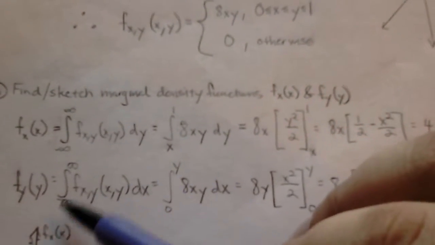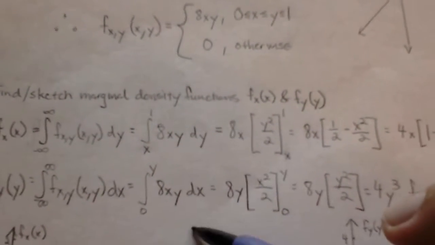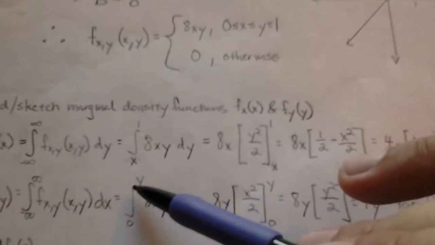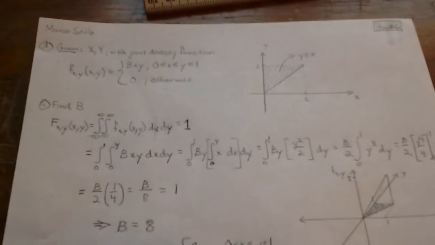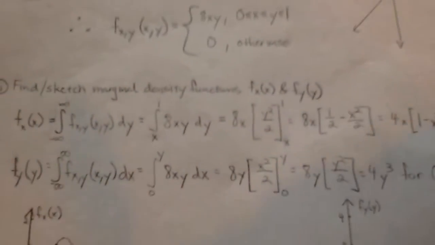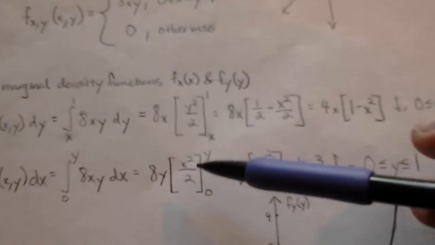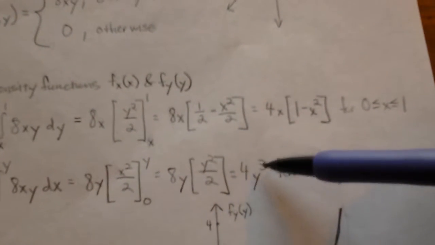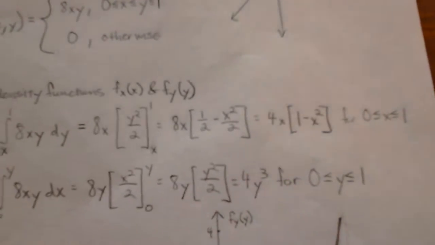Similarly, if we want to figure out the marginal density function according to y, we do a similar maneuver right here. Notice how these are the same. The only difference is that our limits have changed, which makes sense, because if we're doing limits here according to x, we can see it's going to be between 0 and 1. And that's what we have here. We do the same arithmetic. We just solve it on these limits right here. And what we get is 4y to the third between 0 and 1 on the y-axis, and 0 otherwise.